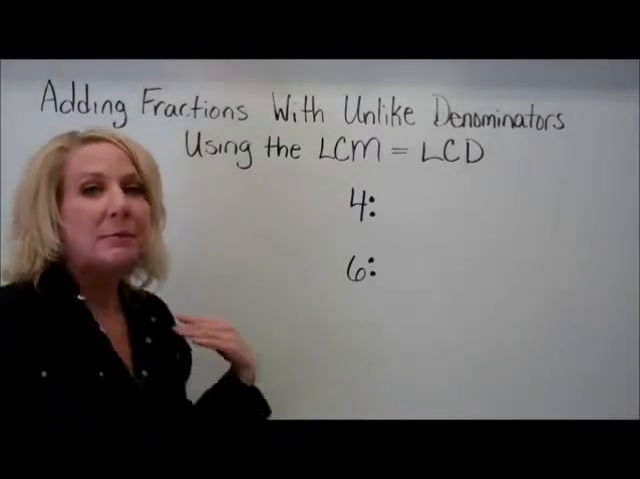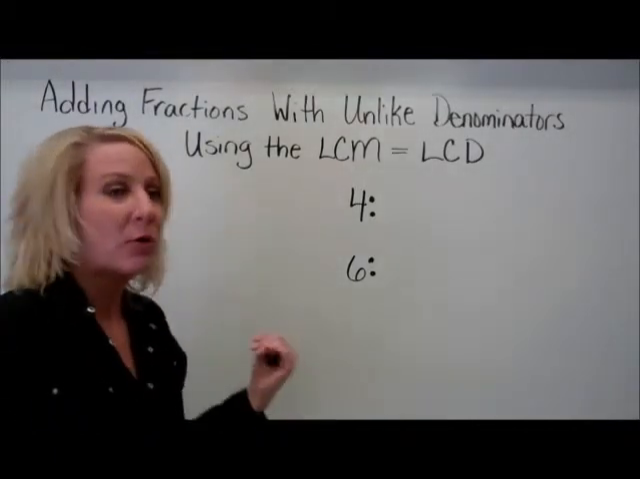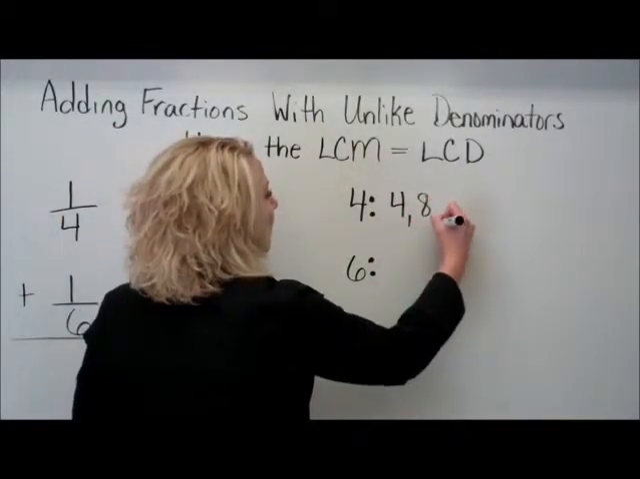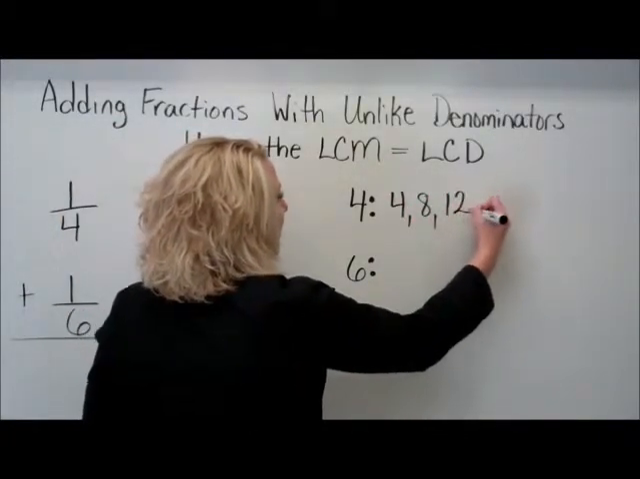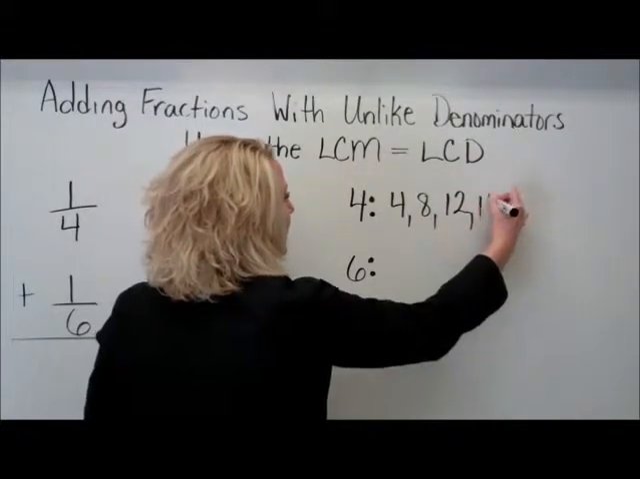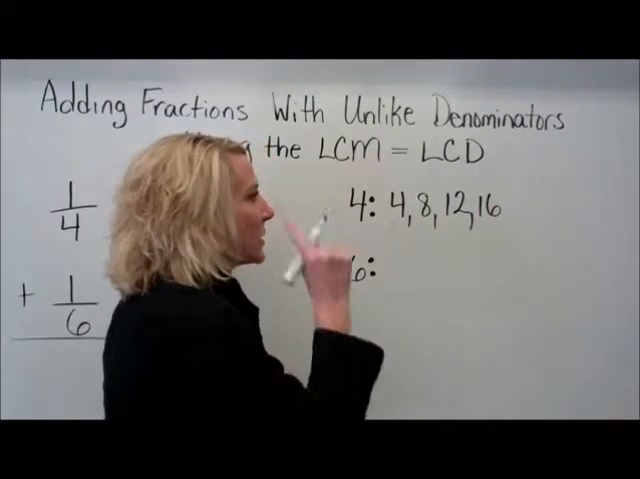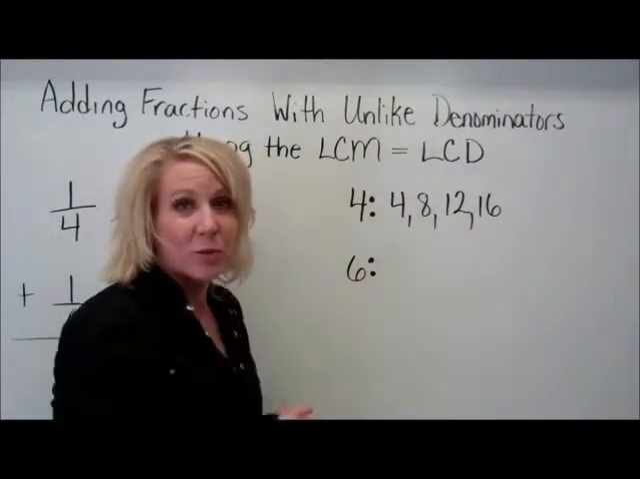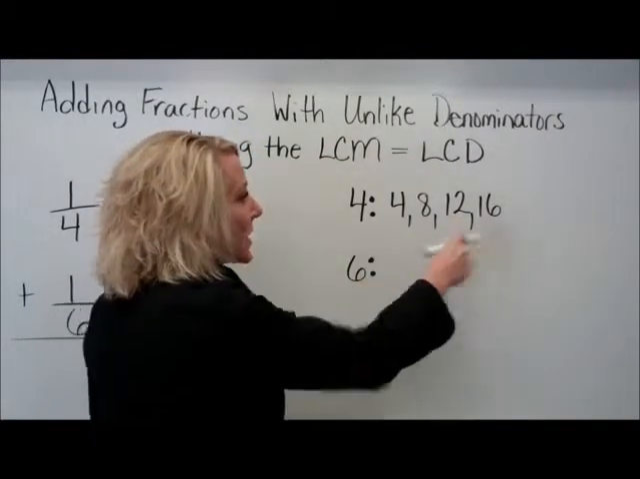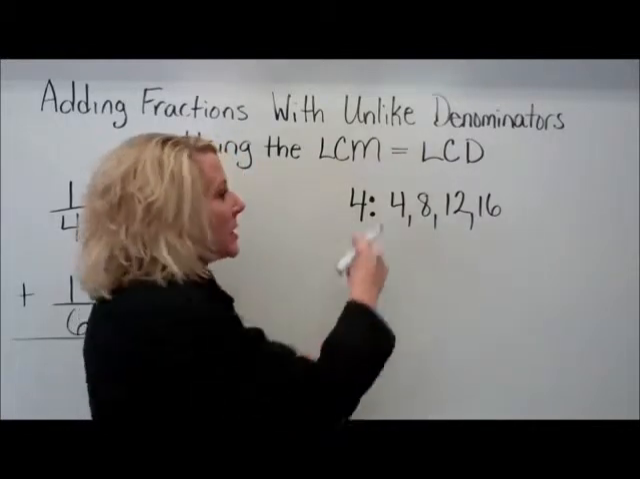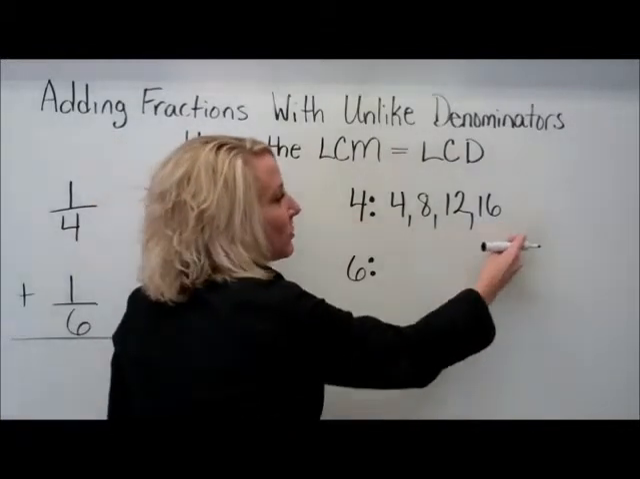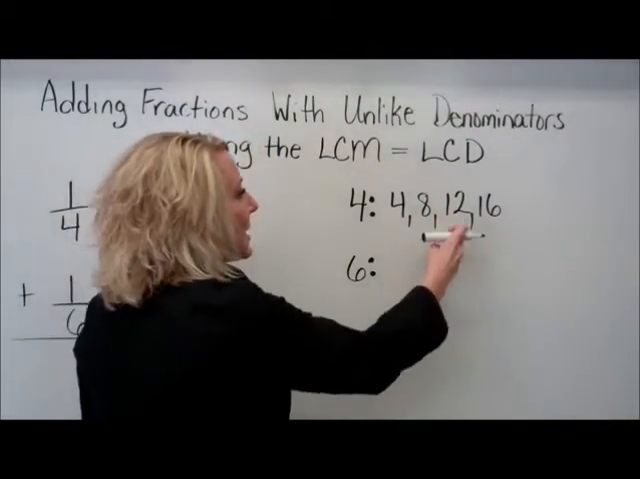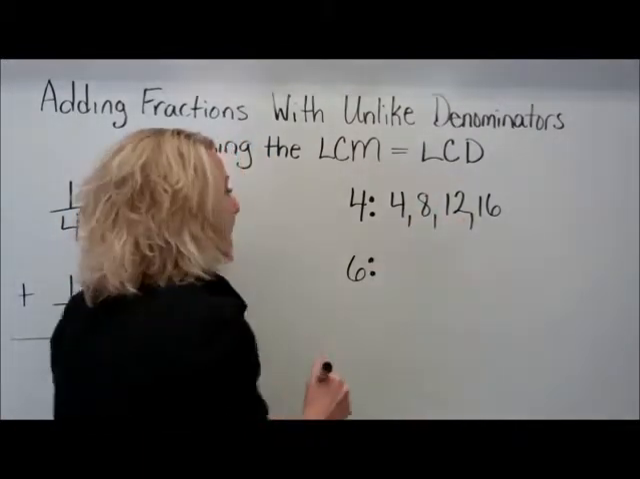So for 4, we simply write down the multiplication table. 4 times 1 is 4, 4 times 2 is 8, 4 times 3 is 12, 4 times 4 is 16. Now in my head as a student, I'm thinking, wait a minute, that 12 right there, I can turn a 6 into a 12 as well. Now if the students can't see that right away, I recommend taking the multiplication table up to about 4 times 5 or 4 times 6.